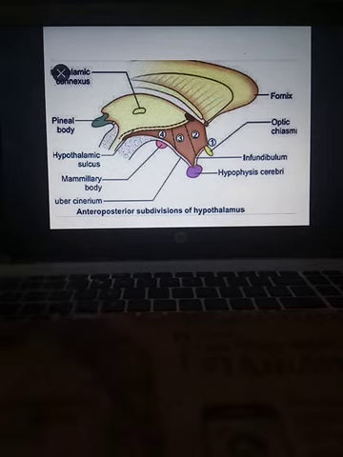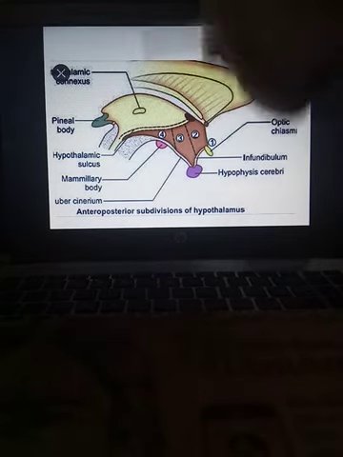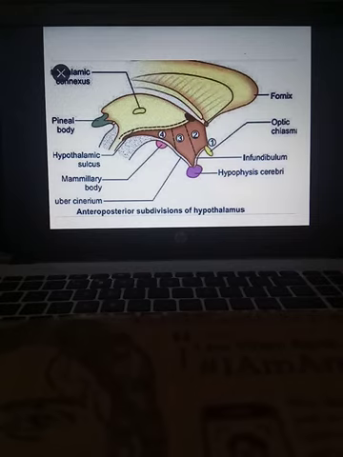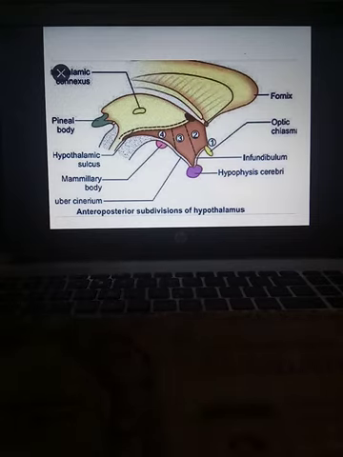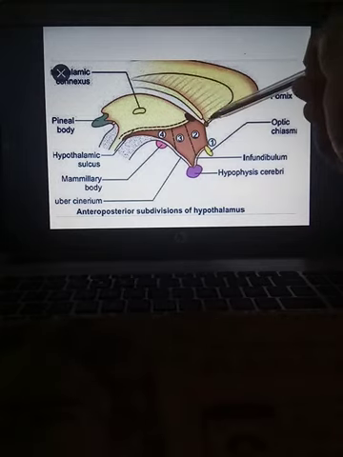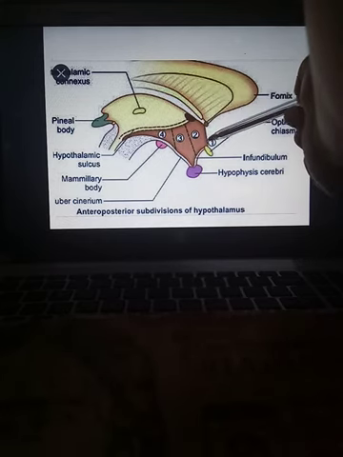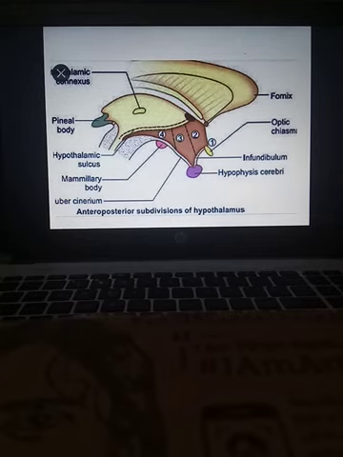Then posteriorly it merges with the ventral thalamus. We will be discussing in future classes what the ventral thalamus is. Anteriorly it extends up to the lamina terminalis. This is your lamina terminalis. And it merges with certain olfactory structures.